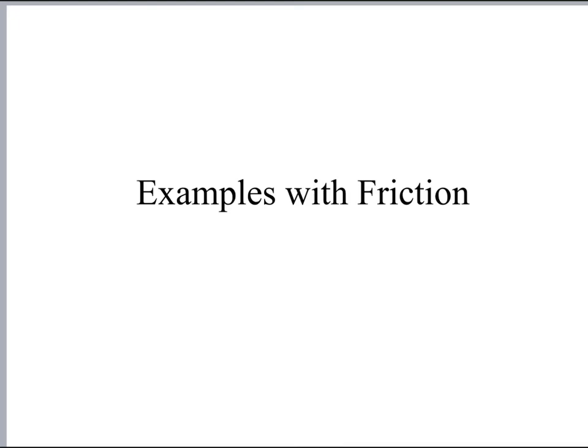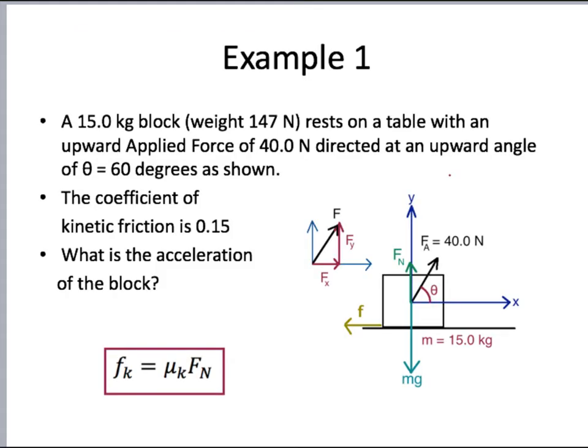Okay, now we want to look at some more examples, but this time we're going to include friction in our examples. Okay, this first example says you have a 15 kilogram block and it weighs 147 newtons if you multiply 15 kilograms times 9.8, and that rests on a table with an upward applied force of 40 newtons directed at an upward angle of theta equal to 60 degrees as shown.